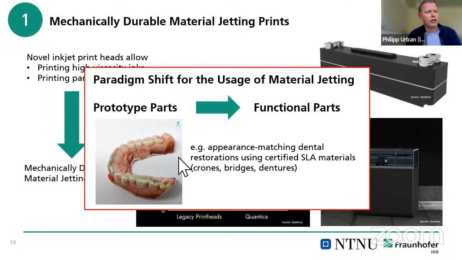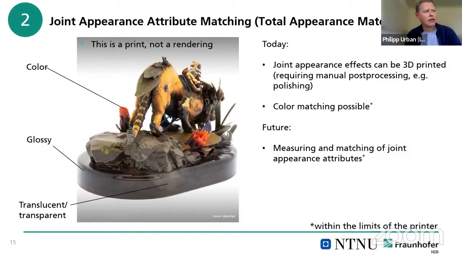At the moment, using these printheads, you can already print dental certified SLA materials. SLA stands for stereolithography materials for permanent dental restorations, like crowns, bridges, and dentures. What is still missing is the appearance matching. This is something that we, for example, are now working on.